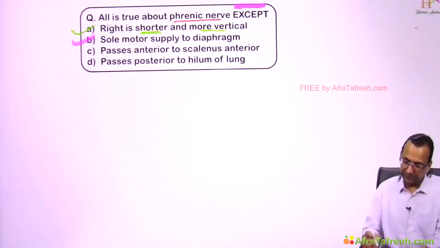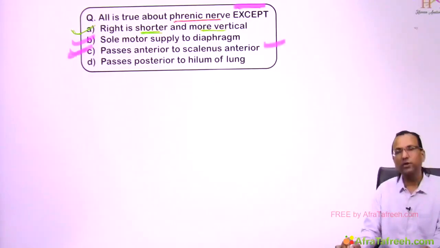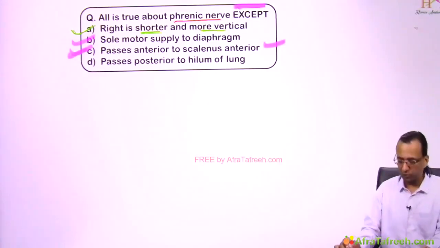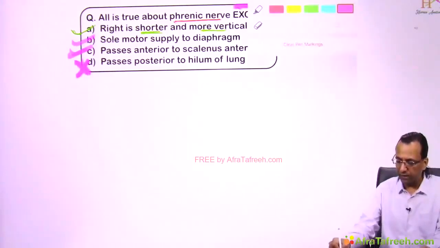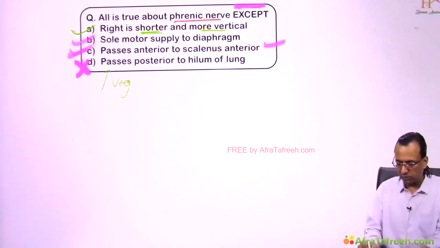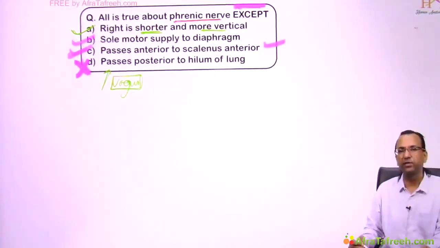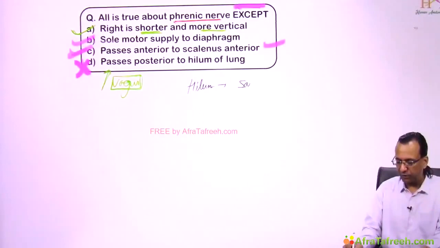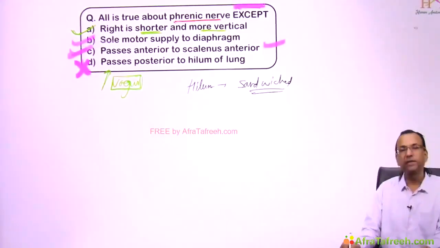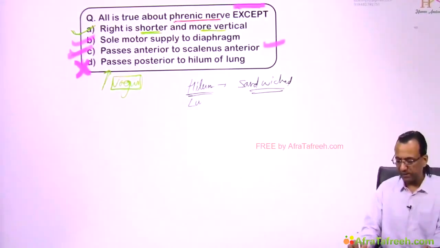And what about the phrenic nerve passing anterior to scalenus anterior? Not only anterior to scalenus anterior, it is also passing anterior to the hilum of the lung. So this is the answer? Yes. Remember, it is the vagus nerve which passes posterior to the hilum. So the hilum of the lung is sandwiched between the phrenic nerve anterior and the vagus nerve posterior.